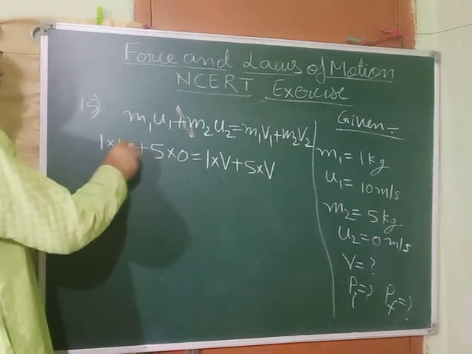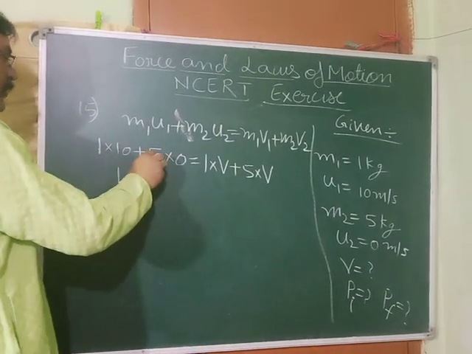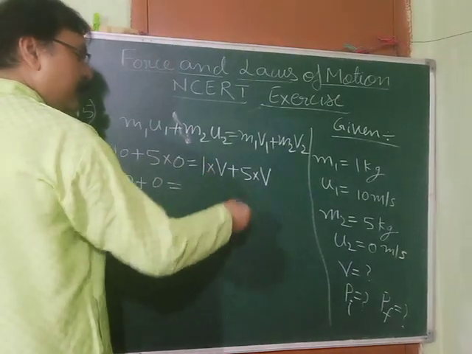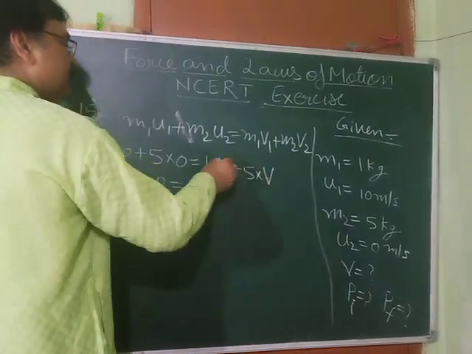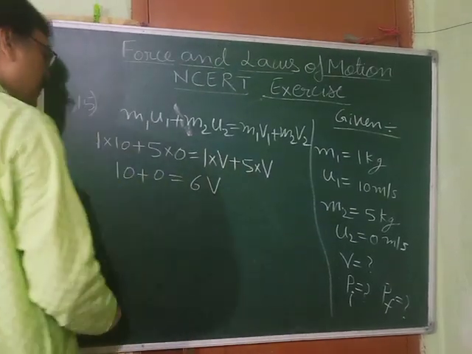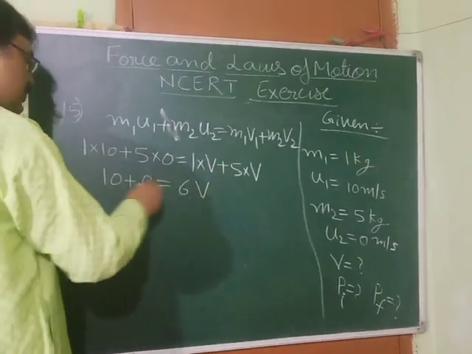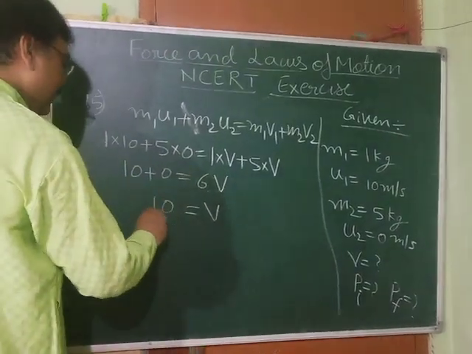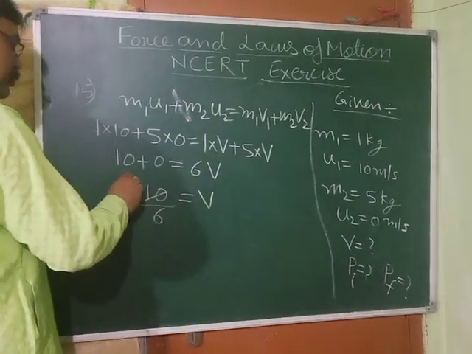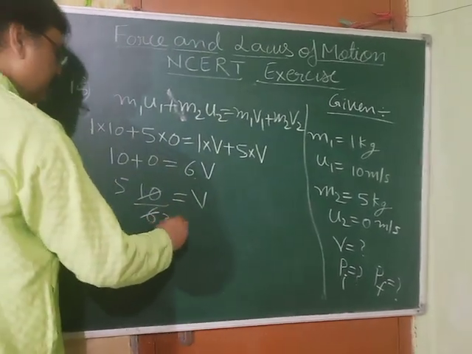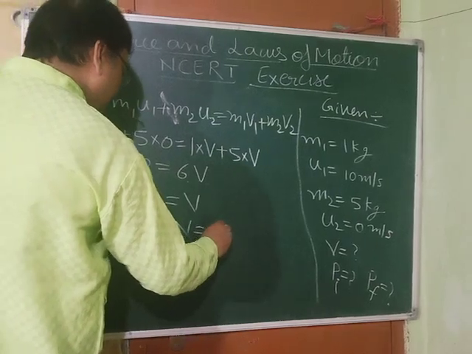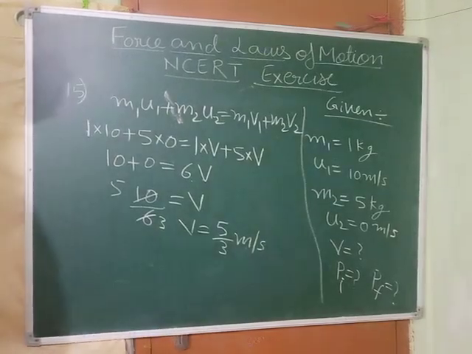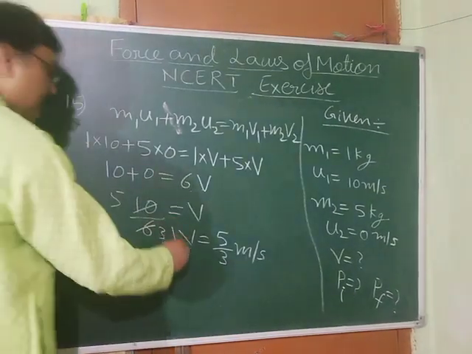So here, 10 into 1 is 10, and 5 into 0 is 0. So 10 plus 0 equals 1 into v is v, plus 5 into v is 5v. 5v plus 1v is 6v. So 6v is equal to 10, and v is equal to 10 by 6. That is, v is equal to 5 by 3 meters per second. Or you can convert it into decimal also, no problem.